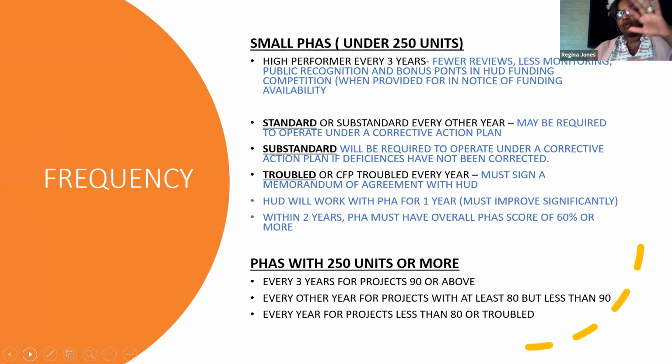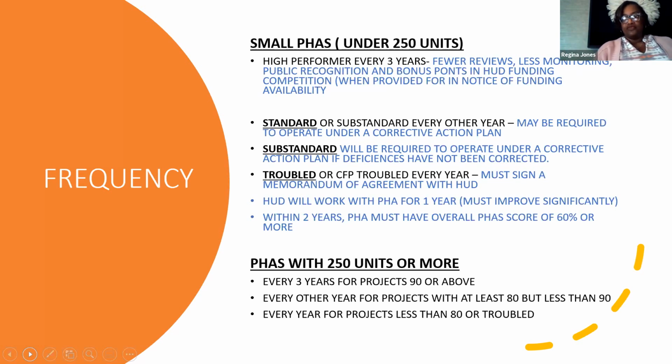We all want to shoot for being high performers, because what happens when you're a high performer, of course, you have fewer reviews, less monitoring by HUD. You get public recognition, which is always good, and you happen to get bonus points in HUD funding competitions. Say, for instance, if there's a notice of funding availability, you're a high performer, you would get bonus points for that. If you're standard or substandard, you may be required to operate under a corrective action plan.